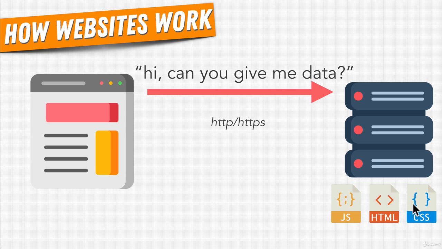The other one is the CSS file, and this contains all the styling of the website. So that is colors, maybe some fonts, maybe the position of the elements, anything to do with style so it doesn't look like a boring piece of text. And then we have JavaScript. JavaScript is what gives websites behavior.